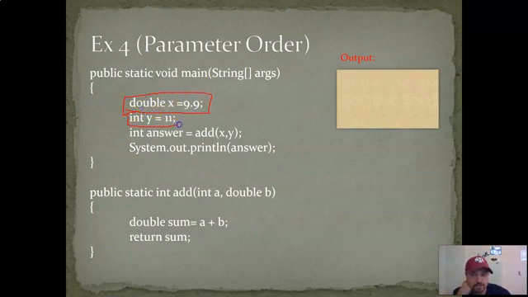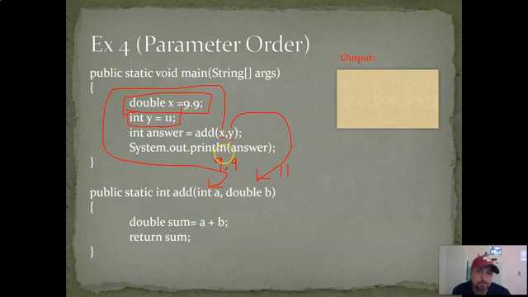Y is an integer. I try to call an add method. I send x as 9.9. I send y as 11. I call them A and B when they get there.